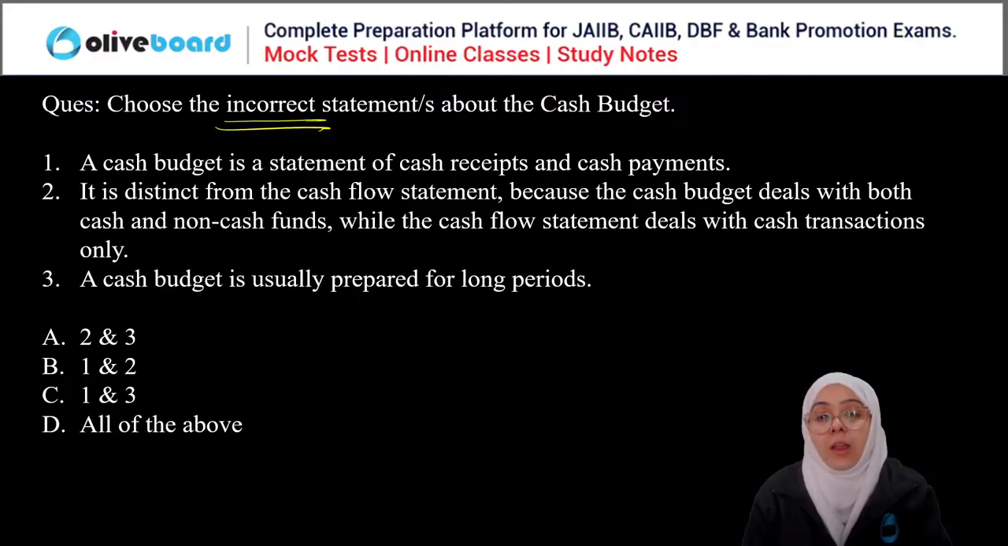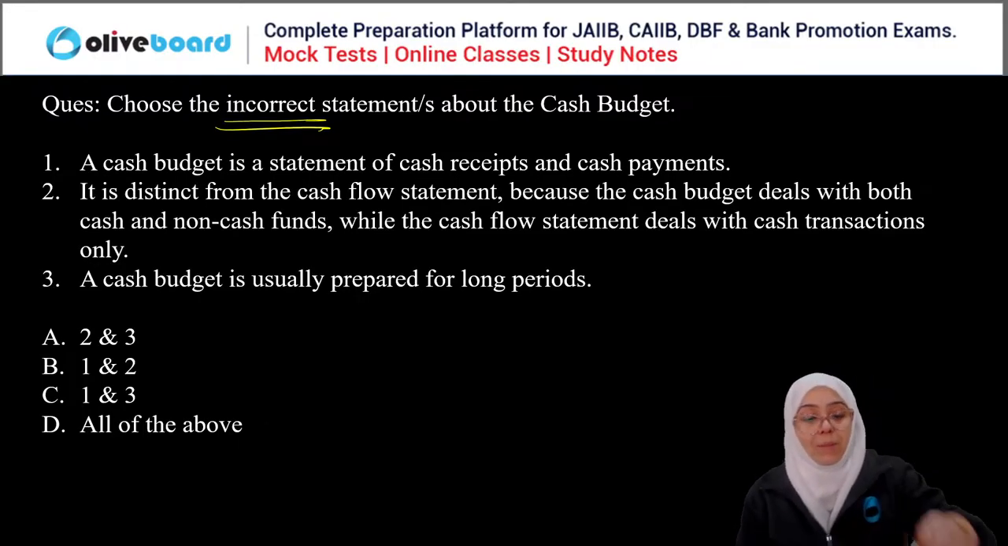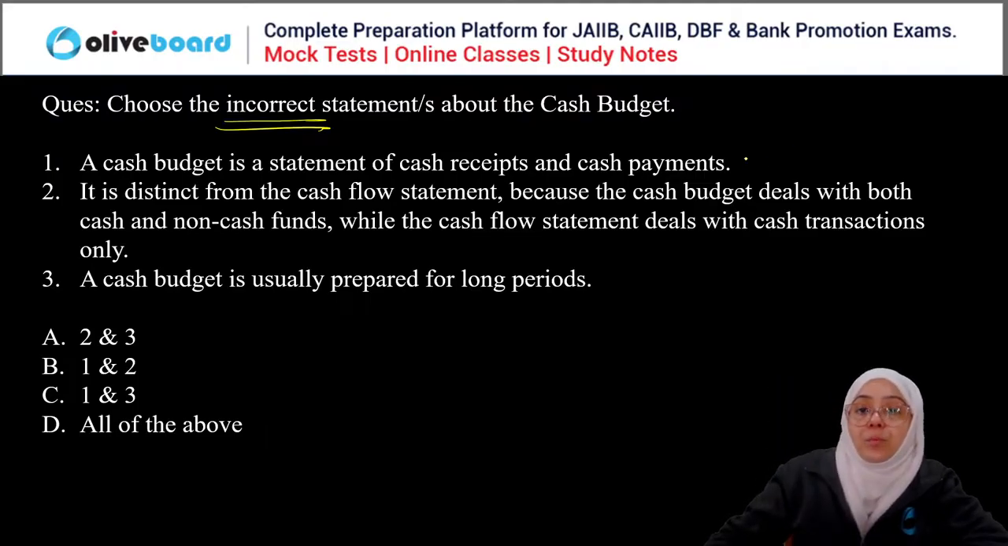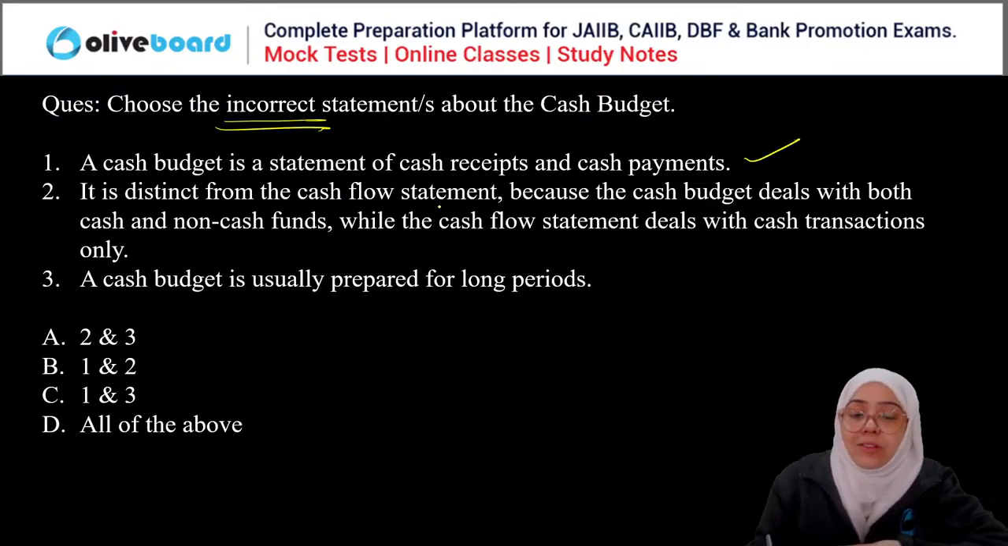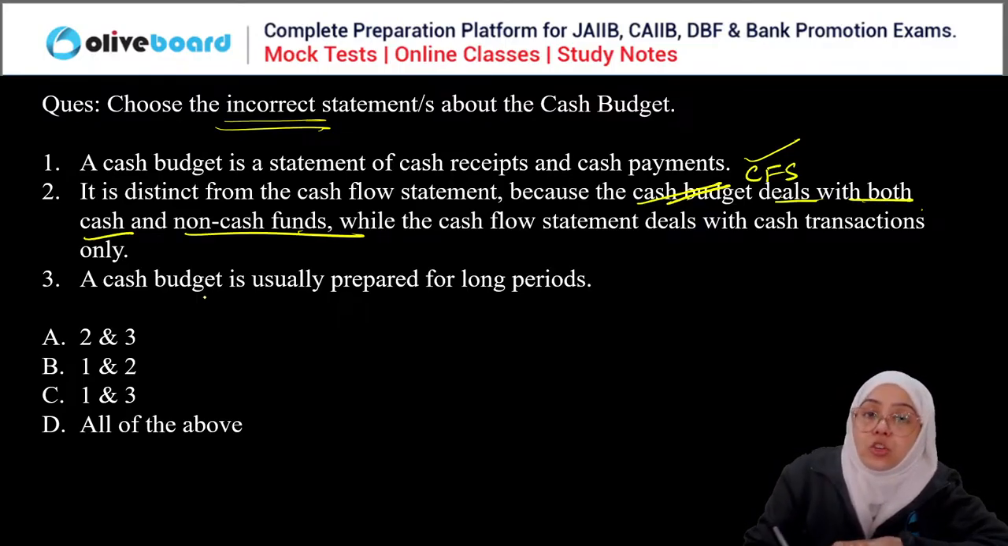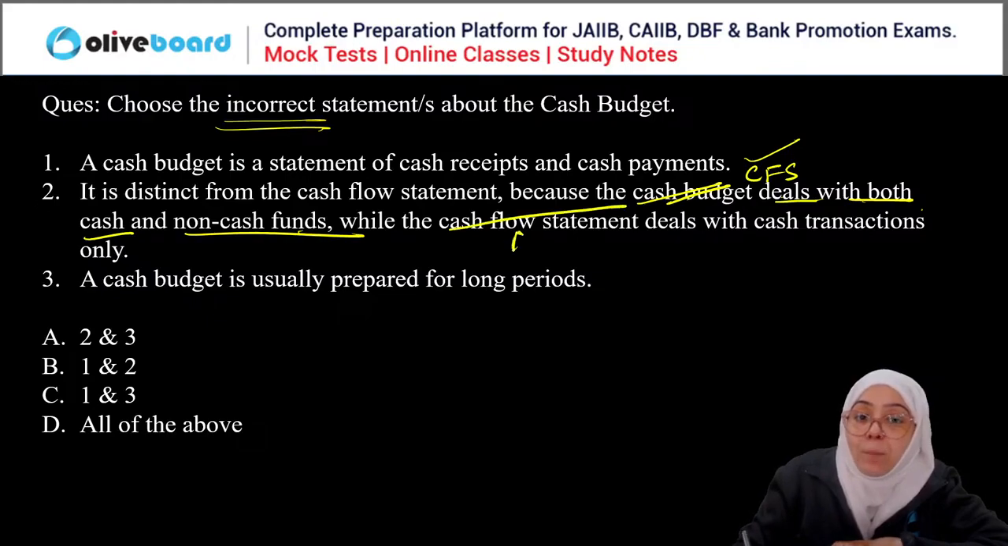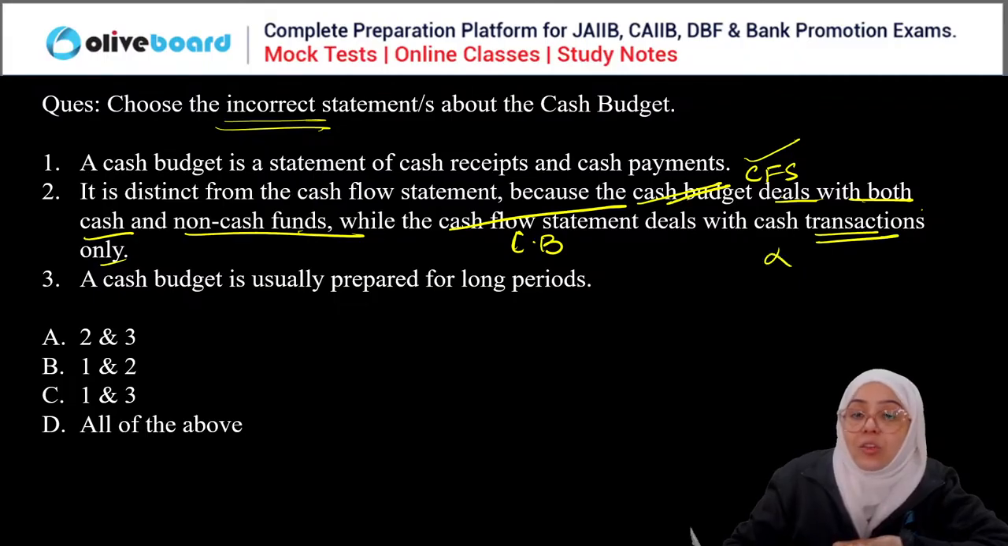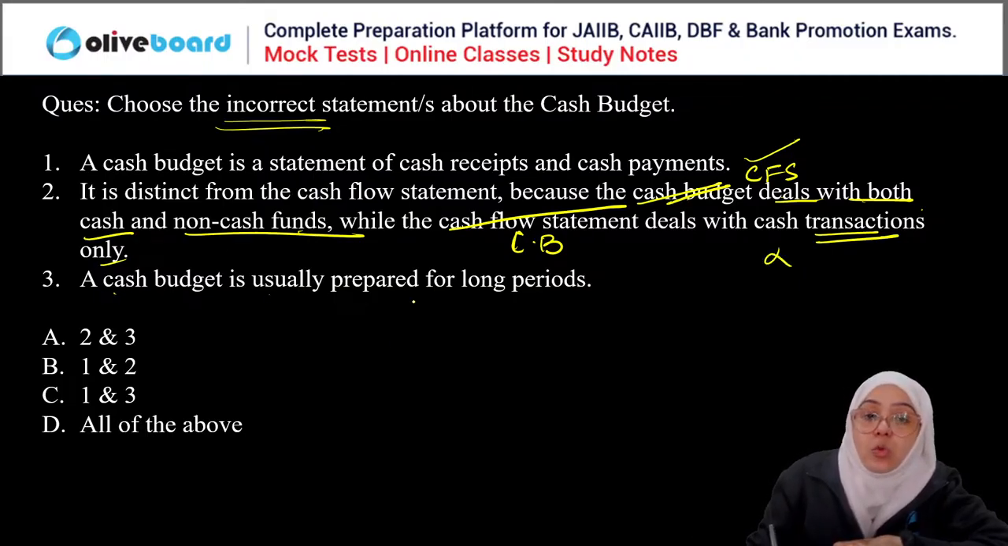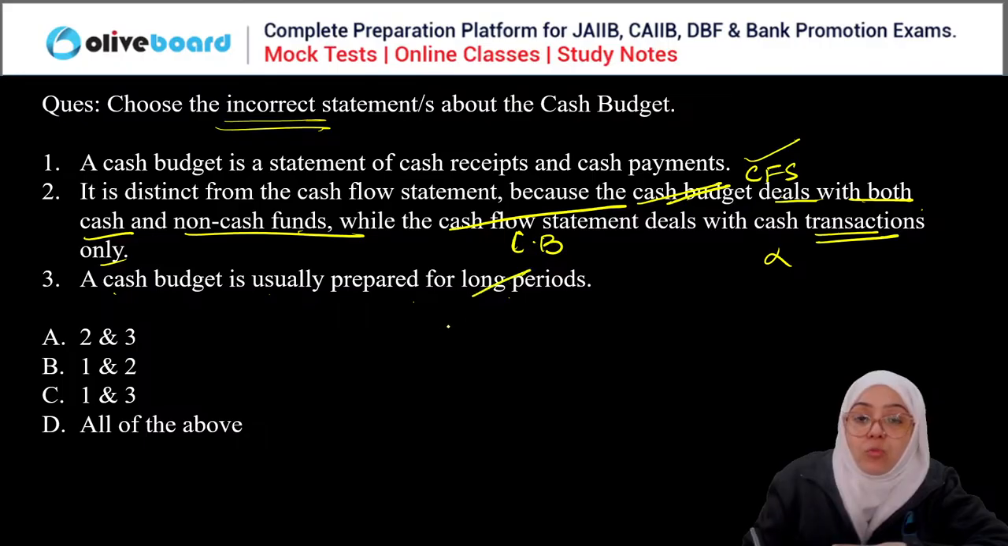Incorrect statement. First of all, a cash budget is a statement of cash receipts and cash payments. That is true. It is distinct from the cash flow statement because the cash budget deals with both cash and non-cash. No. See, the cash flow statement deals with both cash and non-cash, whereas the cash budget only deals with cash transactions. So the second is wrong. Third, a cash budget is usually prepared for a long period of time. False. It is usually prepared for a short period of time.